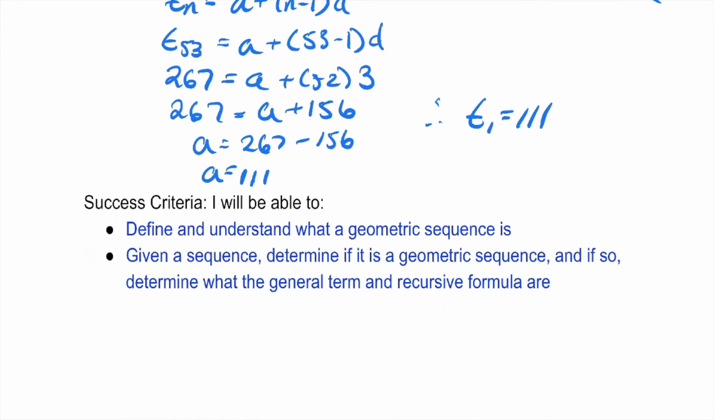So today we're going to move on to what a geometric sequence is. So we have to define and understand what a geometric sequence is. And then to the practical side, once we're given a sequence, determine first of all if it's geometric or not. So we obviously need to know what the definition of that is, and if it is, determine what the general term and the recursive formula of a geometric sequence is.